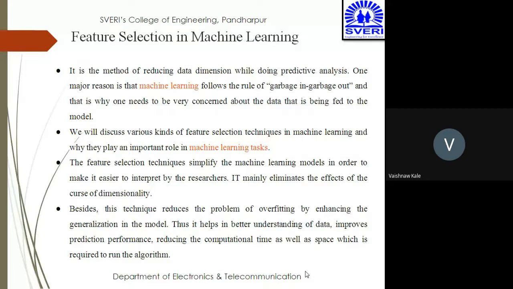We will discuss various kinds of feature selection techniques in machine learning and why they play an important role in machine learning tasks. The feature selection techniques simplify the machine learning models in order to make them easier to interpret by the researchers. It mainly eliminates the effects of the curse of dimensionality. Obviously, when we are feeding the data to the model, dimension becomes very important for the data. If your dimension goes wrong, dimensionality means an m by n matrix, n by n matrix, and 2 dimension, 1 dimension, 3 dimension.